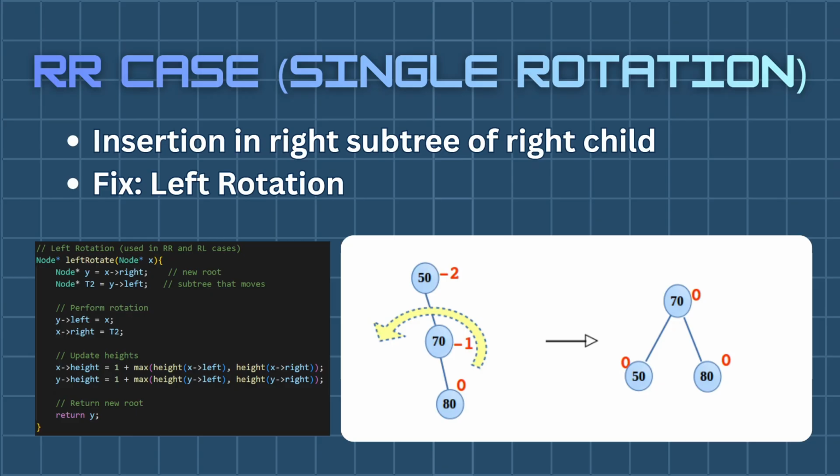The right-right case is the mirror image of the left-left case. It occurs when a value is inserted into the right subtree of the right child. For example, inserting 50, 70, 80, the tree becomes right-heavy. To fix this imbalance, we perform a left rotation, which restores balance.